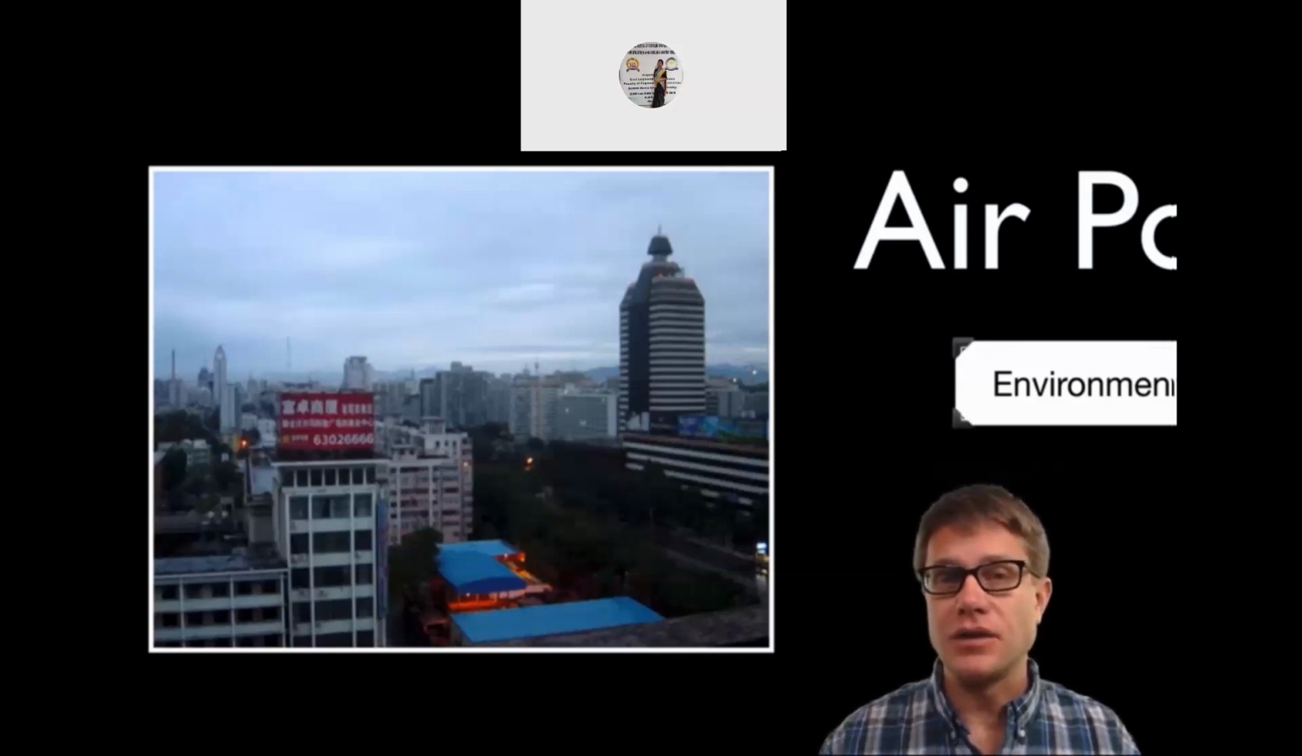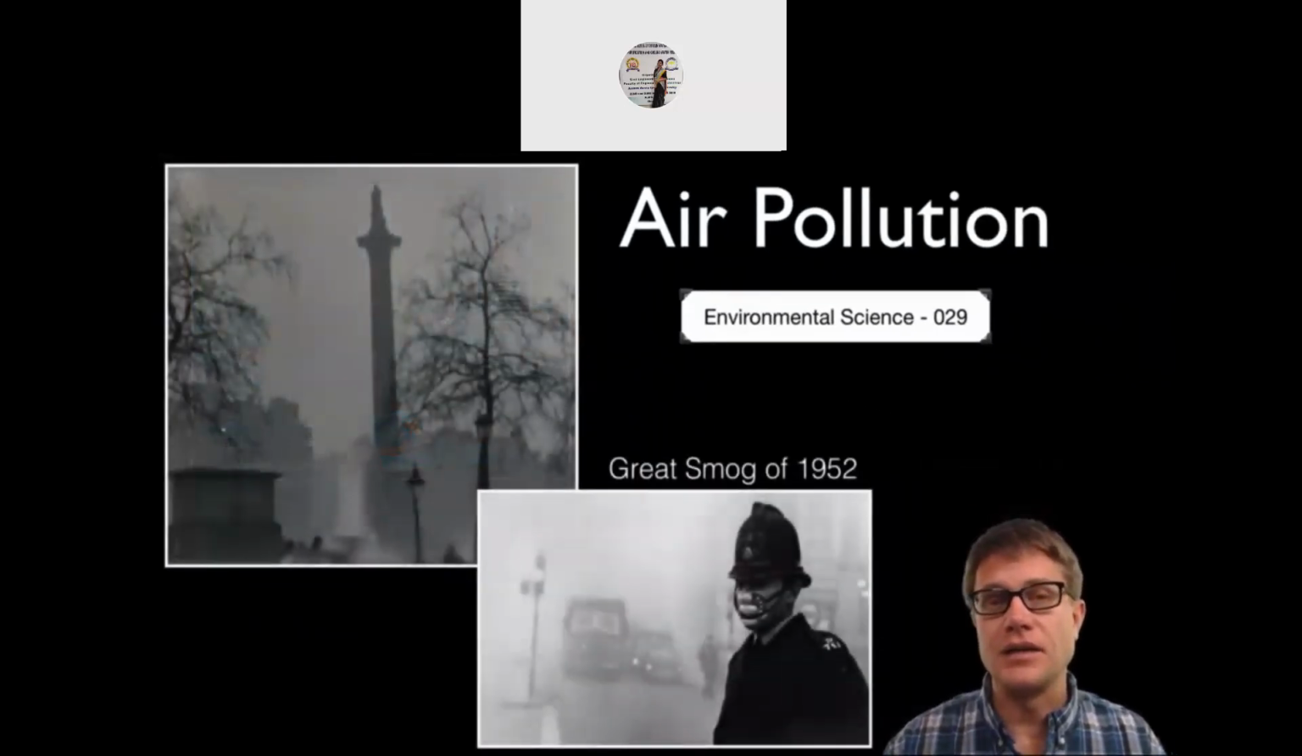And so we saw that in Western Europe. In London in 1952, they had the Great Smog. It was difficult to see, but thousands of people died, and that led to legislation. We had the same problems in North America.